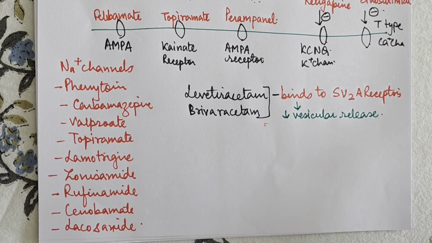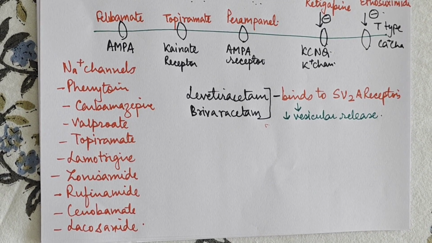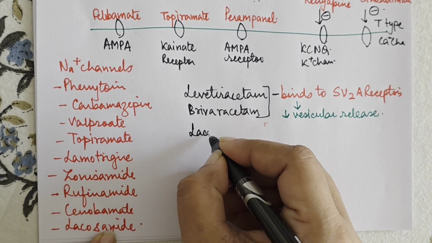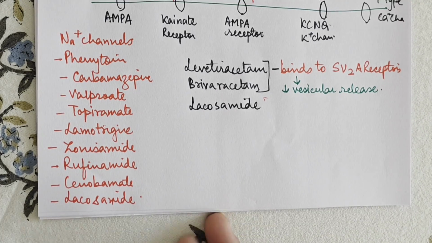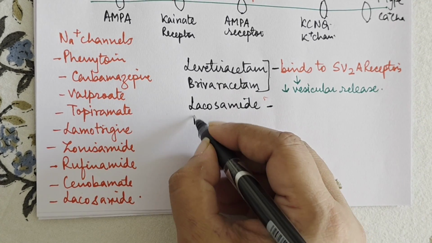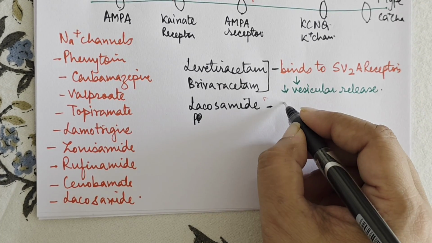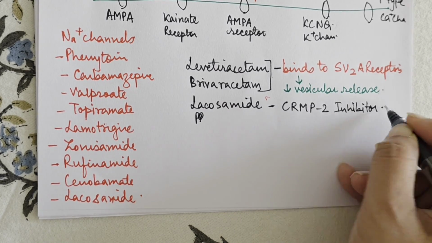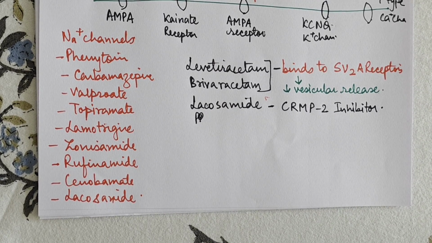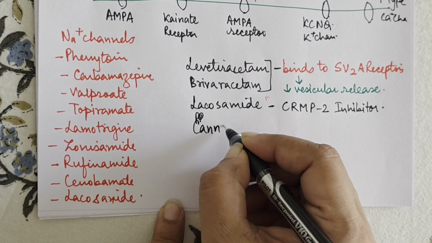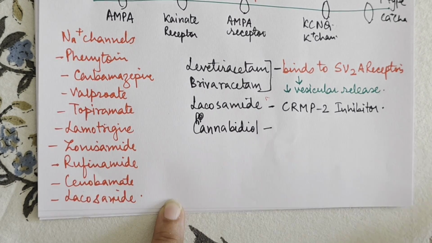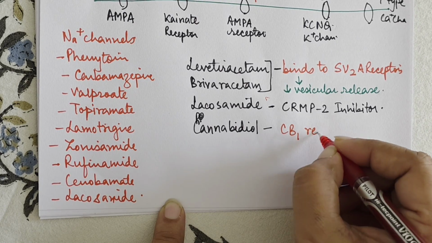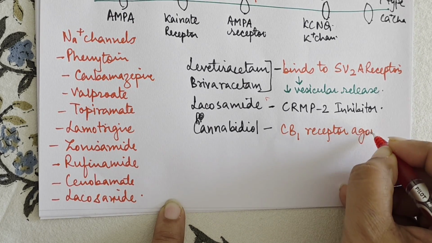Okay. Then there is a drug which is called lacosamide. We have written the name here also. Lacosamide inhibits the CRMP2 receptor. Then another drug has come up which is called cannabidiol. And this cannabidiol, it attaches to the CB1 receptor and it is a CB1 receptor agonist.